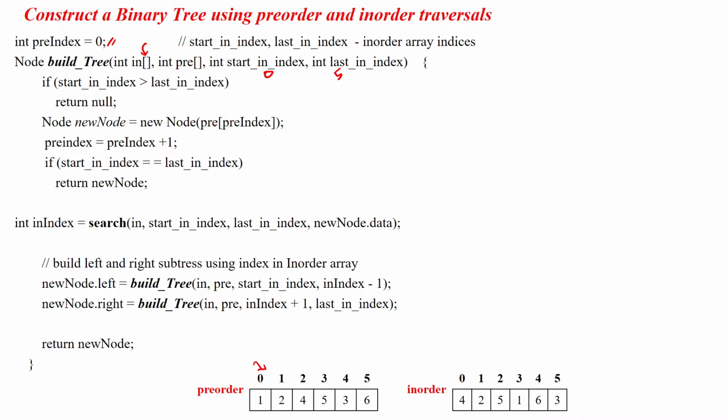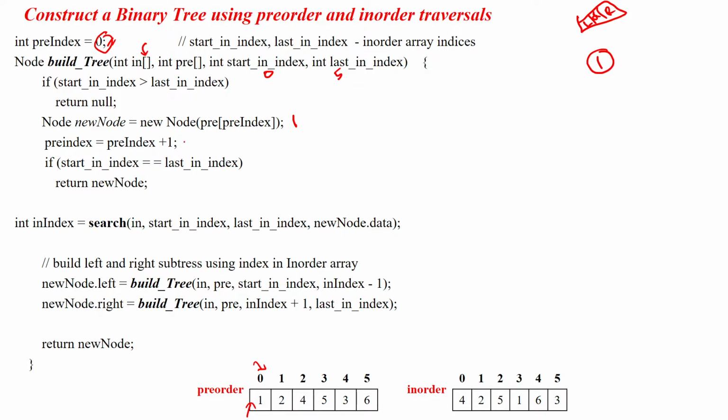Now we are creating the node with the pre-index. The pre-index here is 0. So for index 0, what is the value in the preorder? It is 1. So 1 is the value assigned to the new node. A node will always have 3 fields: one is a data field, then a left child field and a right child field. So for node 1 we are creating the tree node.